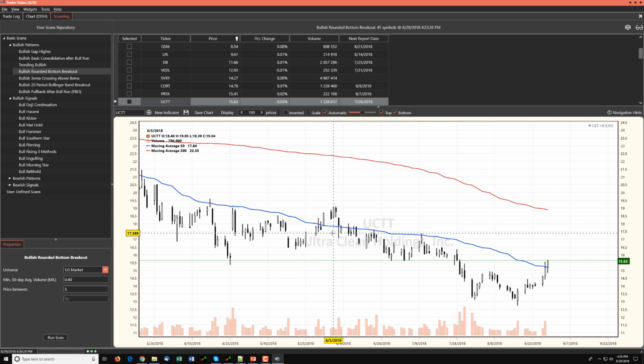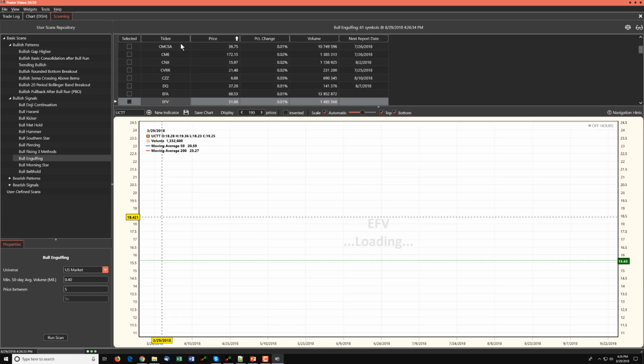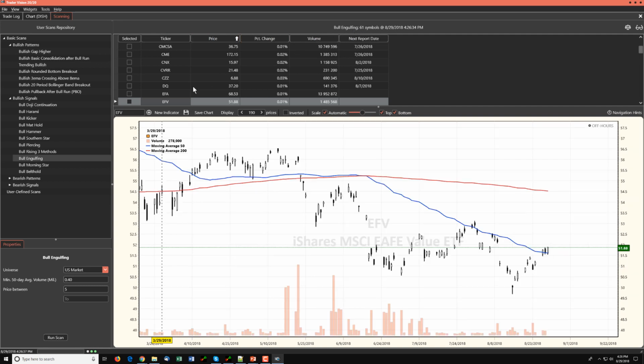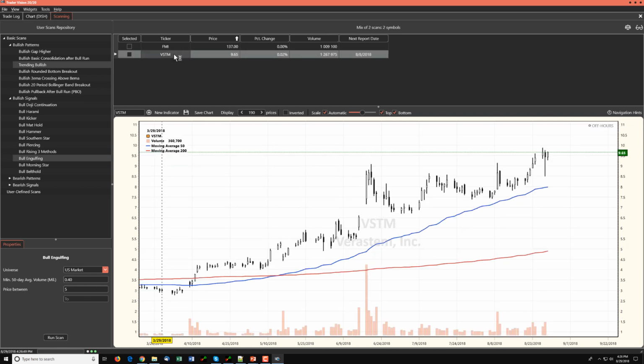Okay, we got a few here on the list. But you can also do things like run perhaps a signal. Let's say you like bullish engulfing signals, and run the scan for that. Same criteria. It comes up with 61 symbols. If you then hold down your control key and go back and run the bullish trending, it says two of them, FMI and VSTM, which I had marked down, are worth a look, or I had mentioned it before.